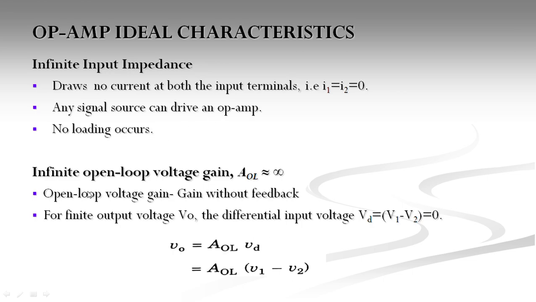stages. And the second characteristic of an ideal op-amp is infinite open loop voltage gain, that is AOL is equal to infinity. Since the operational amplifier has infinite open loop gain, it should give a finite output voltage V0 for the zero input voltages. That is, V0 is equal to AOL into VD, or the open loop gain is equal to output voltage divided by the input voltage. Here the input voltage is nothing but the difference between the two terminal voltages, VD. Since AOL is infinity, to get a finite output voltage, VD must be equal to 0.